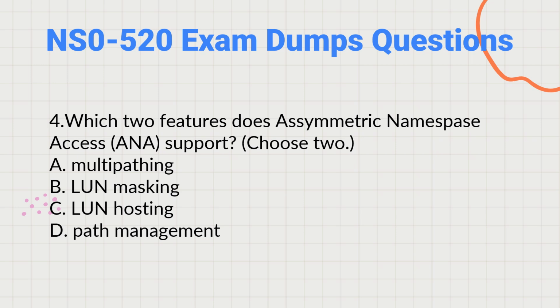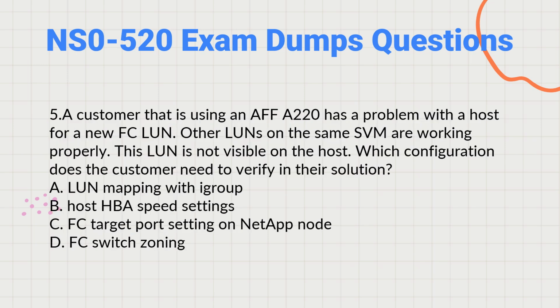4. Which 2 features does Asymmetric Namespace Access, ANA, support? Choose 2. A. Multipathing. B. LUN masking. C. LUN hosting. D. Path management.